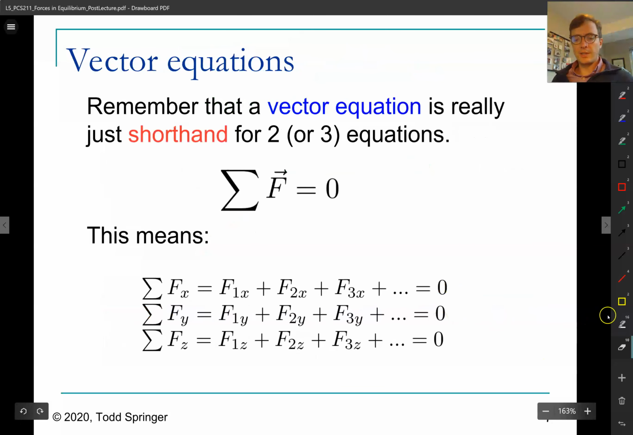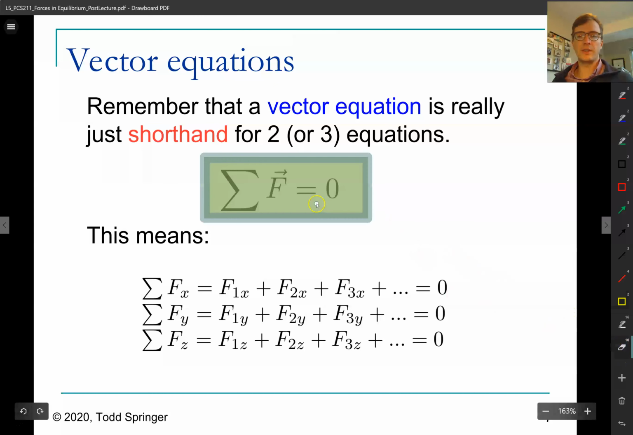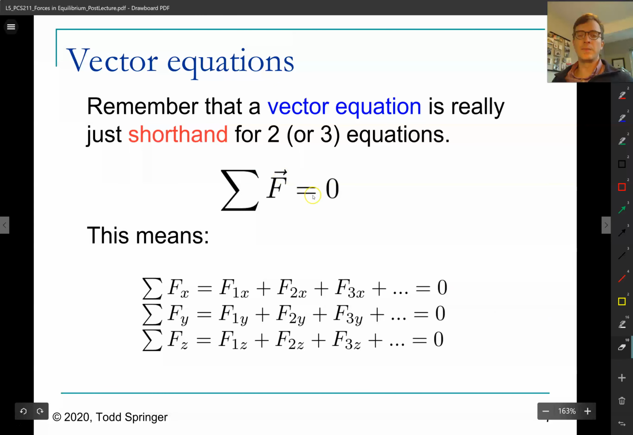Just to reiterate what I said on the previous slide, what does this mean? If I have an equation which has an arrow on top of it, remember that's a vector equation, and a vector has components. That equation is actually code for 3 different equations. There's one equation for the x component, one for the y component, one for the z component. So when you see an equation with a vector arrow on it, you can remind yourself that that's really just shorthand or code for 3 equations.